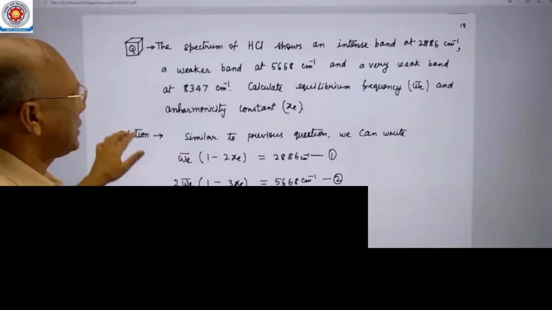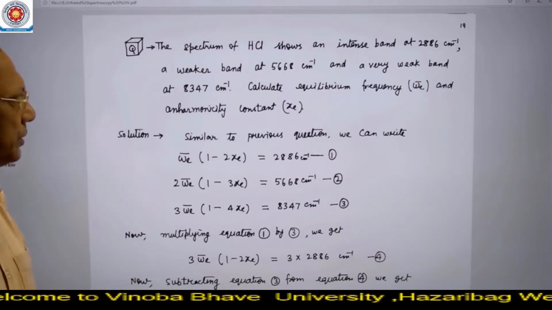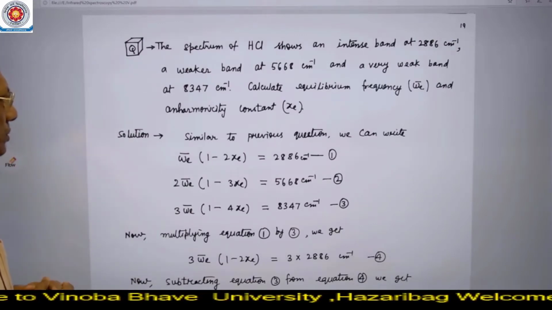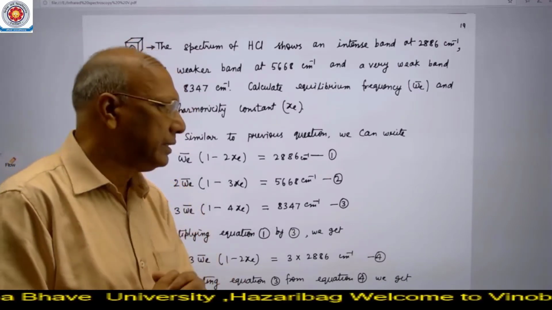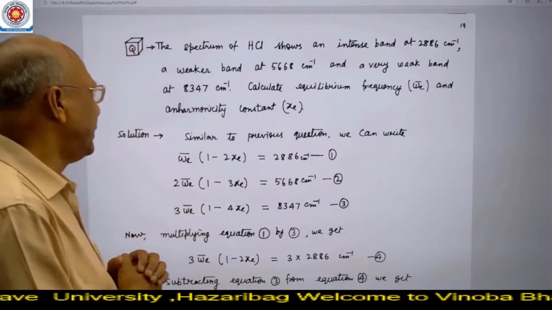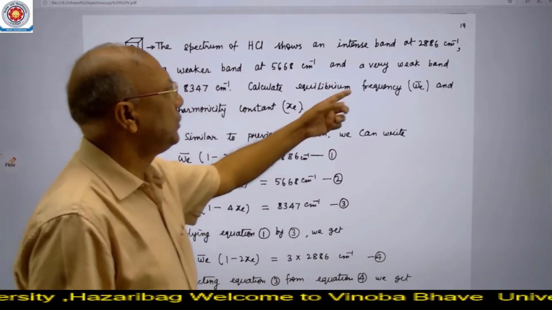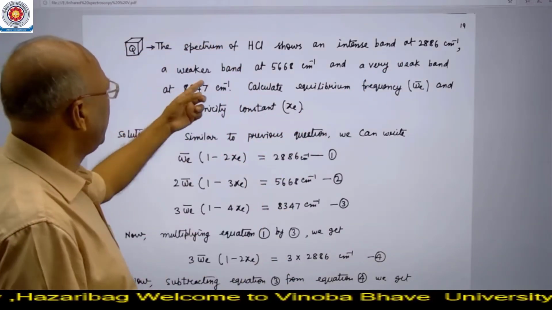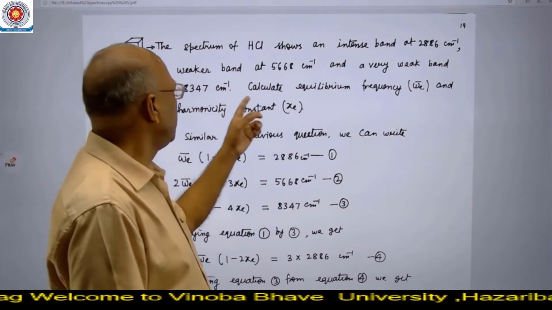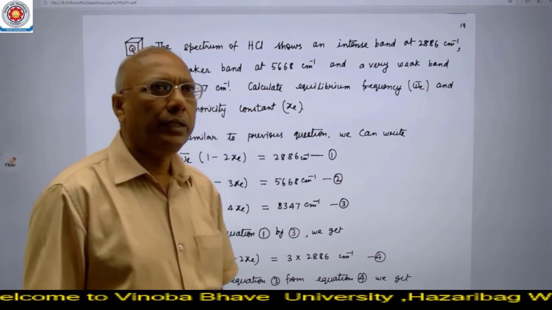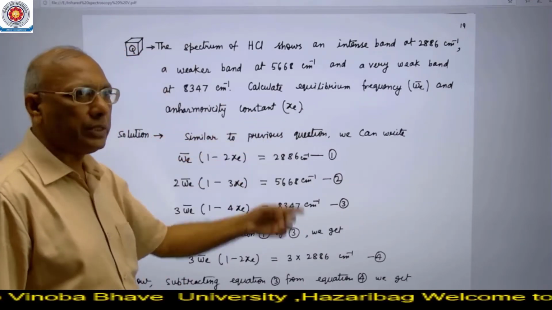To understand these terms, that is the equilibrium frequency and the anharmonic constant, we take another example, and from this example it will be very clear how these two terms can be calculated. The spectrum of HCl shows an intense band at 2886 per centimeter, a weaker band at 5668 per centimeter, and a very weak band at 8347 per centimeter. Then we have to calculate the equilibrium frequency omega E bar and the anharmonic constant xe.